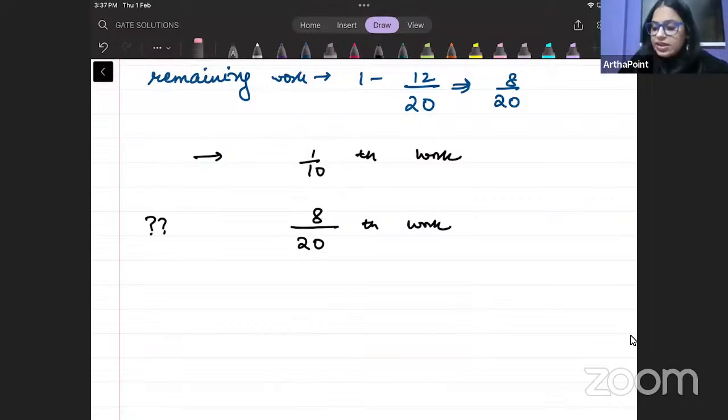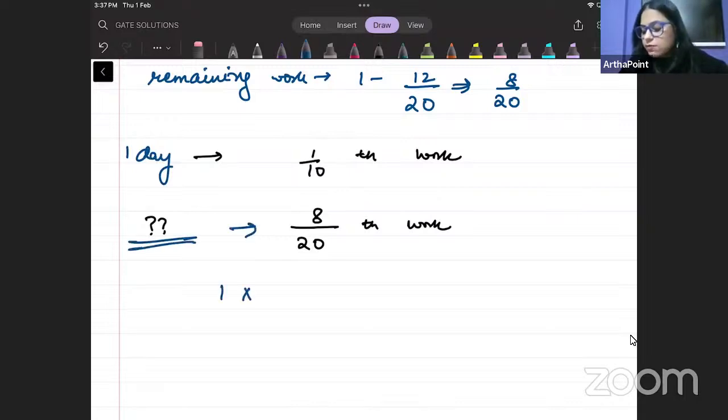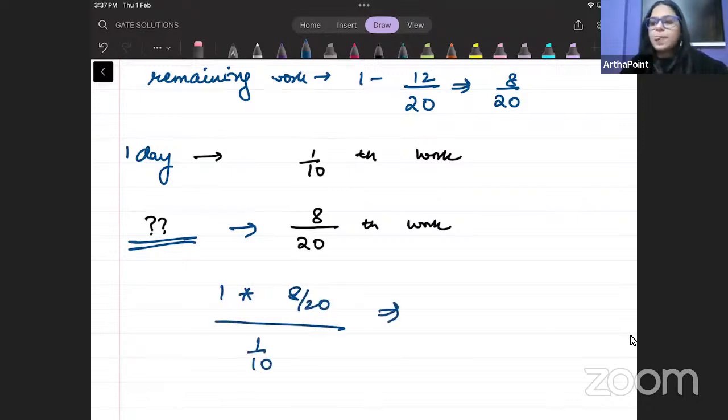In one day, he is covering 1/10 of the work. So how many days will he take to cover 8/20th of the work? 1 into 8/20 divided by 1/10. So 8 into 10/20, that means he will take 4 more days.